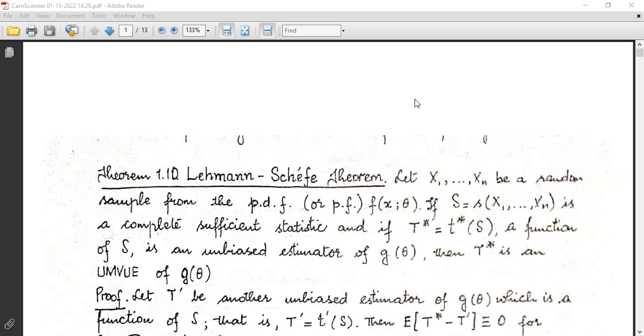Then we have other methods: the method of moments, the method of maximum likelihood, and the method of least squares. In our last two lectures, we have gone through the maximum likelihood estimators and the method of moments. The Lehmann-Scheffé theorem was left from sufficiency, along with the generalization of the Rao-Blackwell theorem for the k-parameter space. So today we will try to go through these two topics.